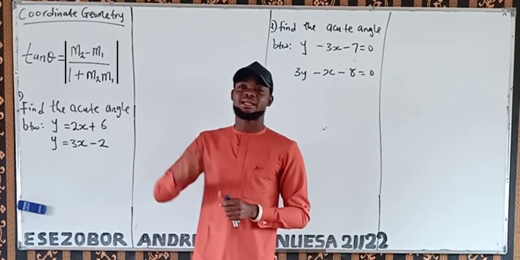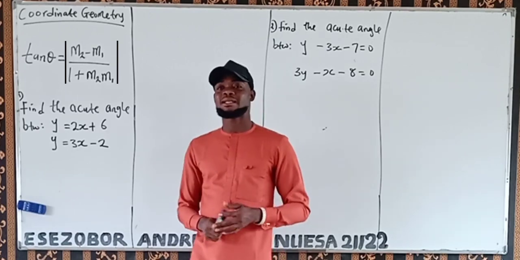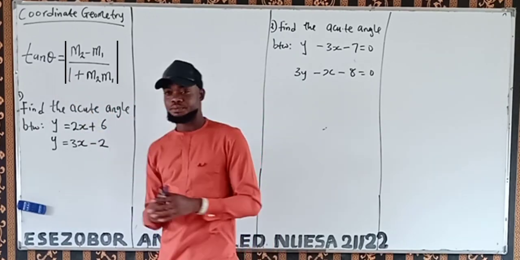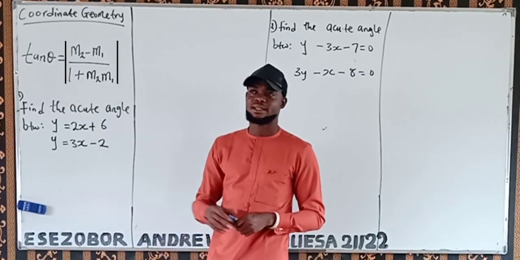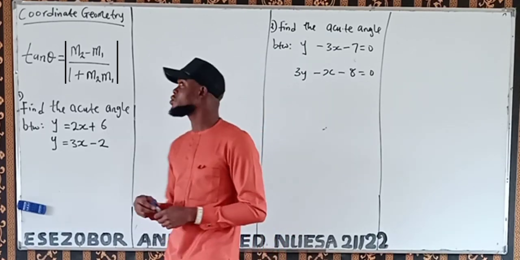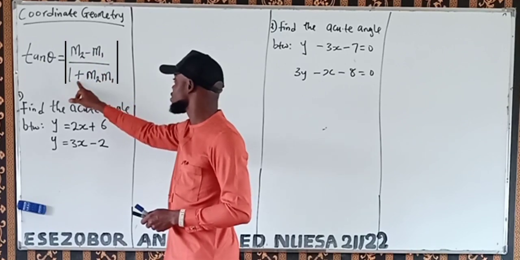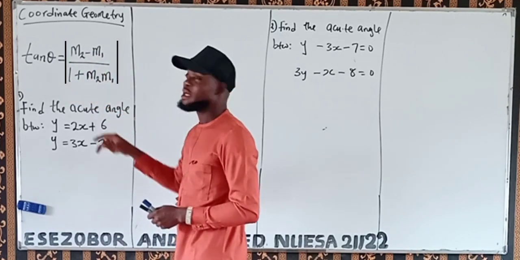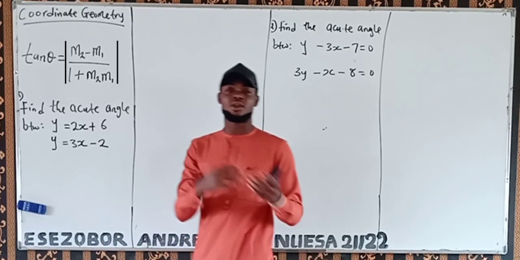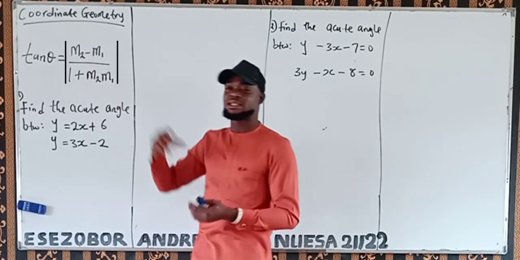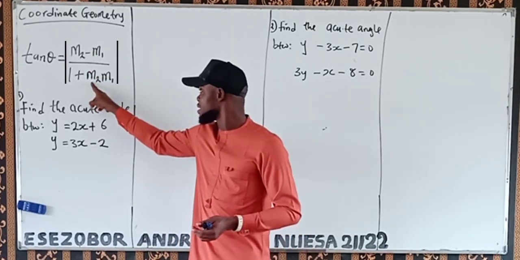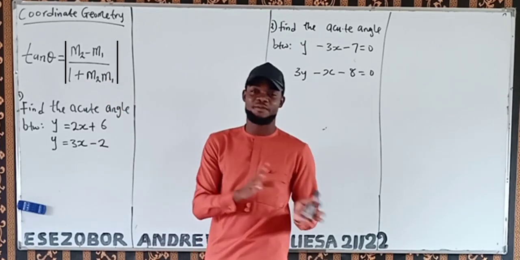Now, generally, the formula is that tan of any angle between two lines must be equal to (m2 minus m1) divided by (1 plus m2 m1). Now what is m2? m2 is the slope of the second line, m1 is the slope of the first one, then which is m2, slope of the second one, m1, slope of the first one.